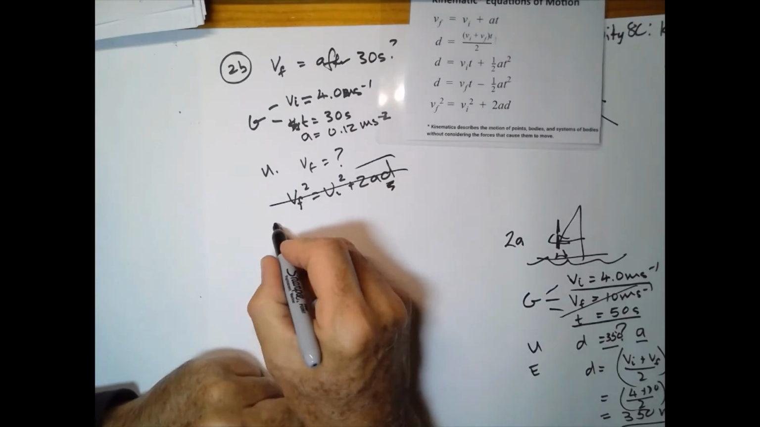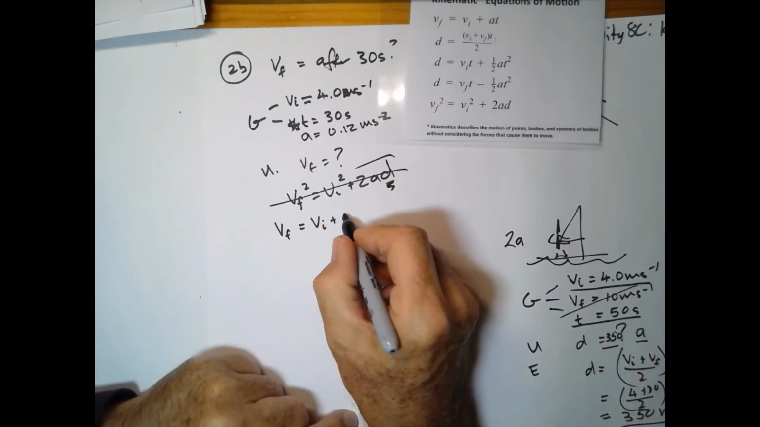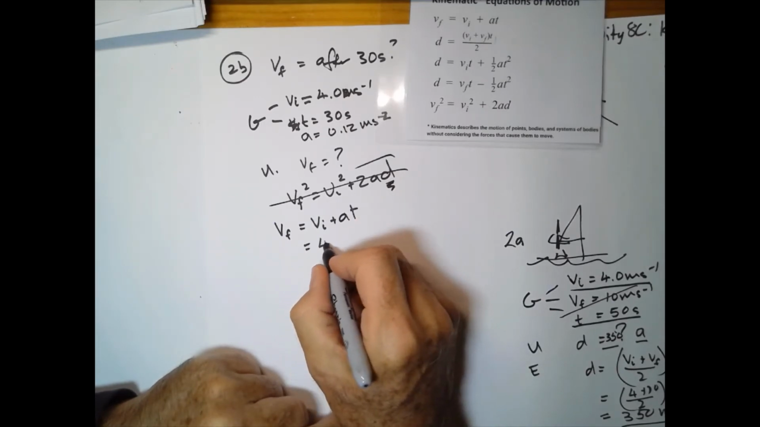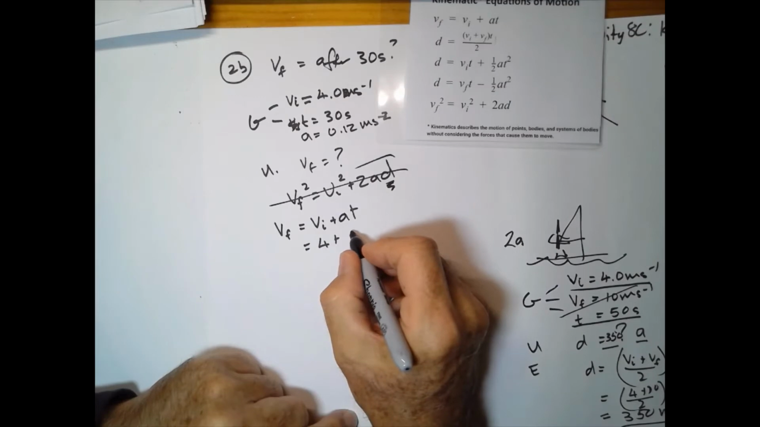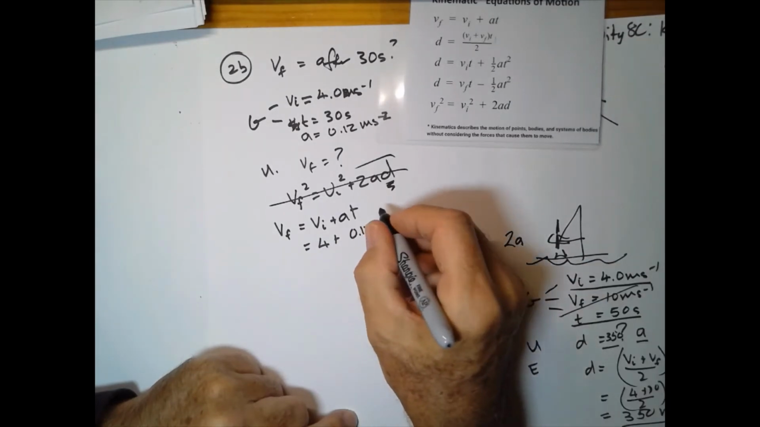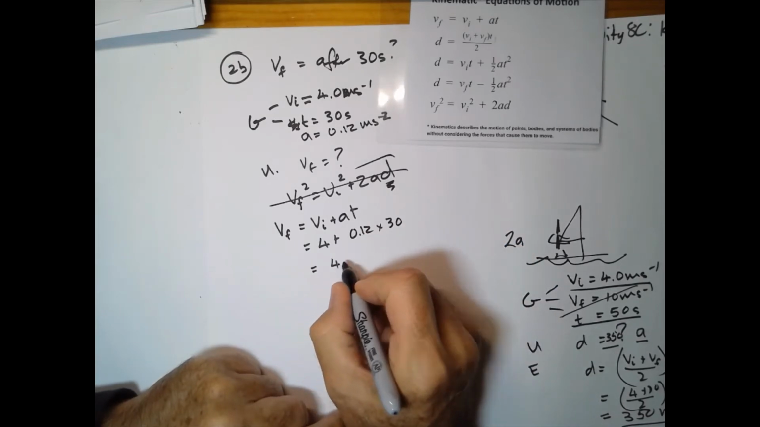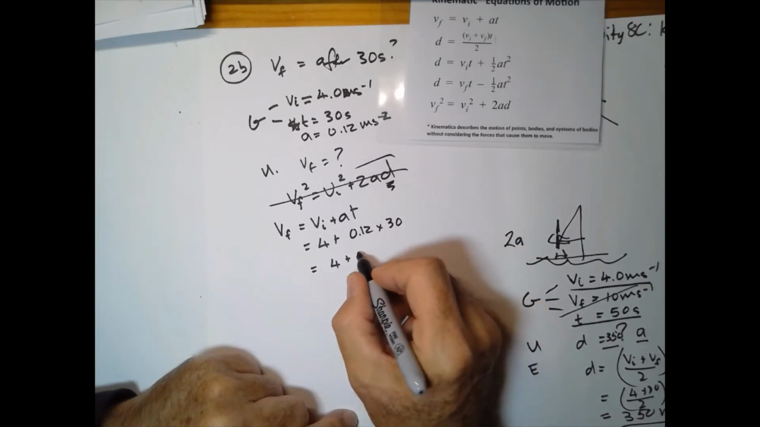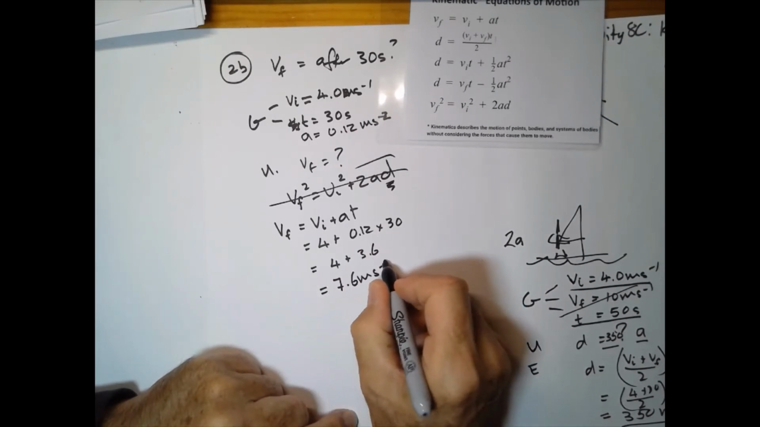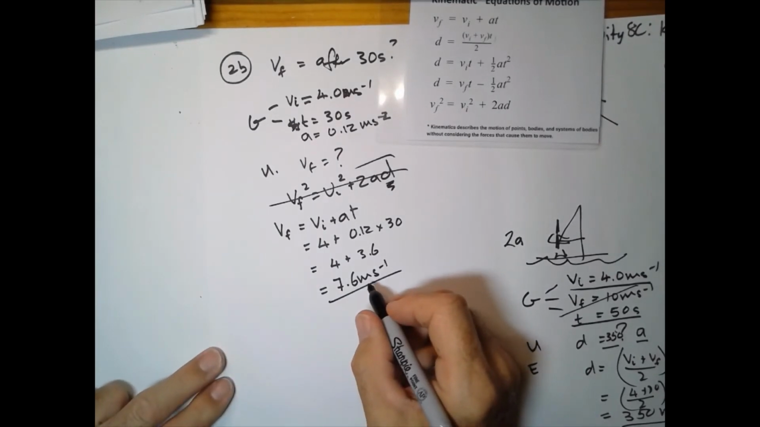So let's go back to v final is equal to v initial plus at. So v final is equal to v initial 4 plus our acceleration, which we retrieved from the first part, times time of 30 seconds, which is equal to 4 plus 3.6, which is equal to 7.6 meters per second. That's his velocity after 30 seconds.